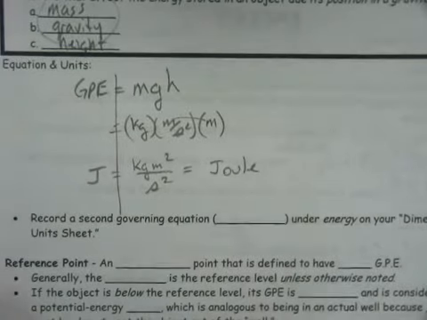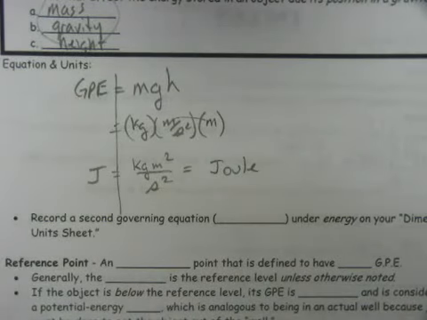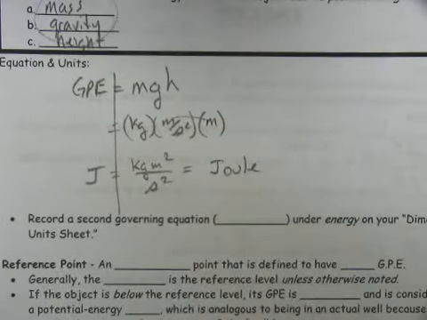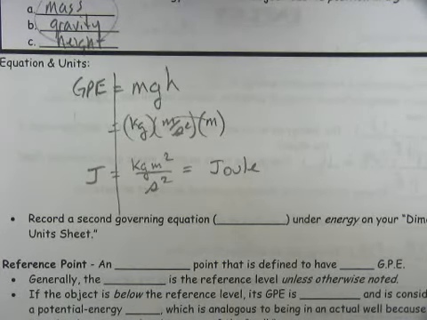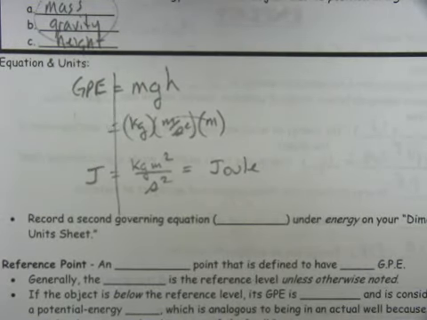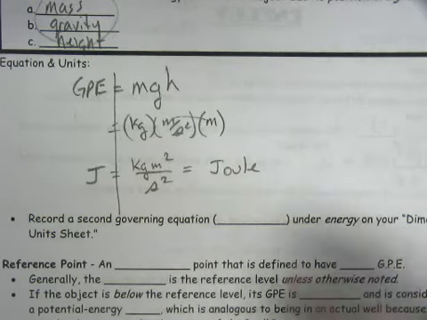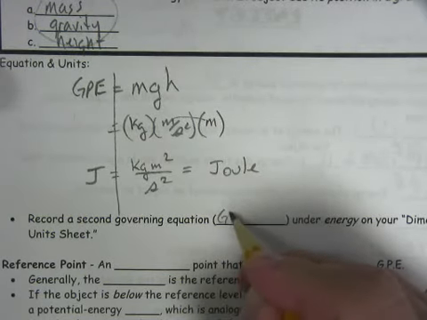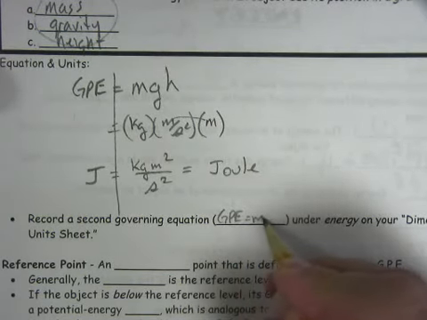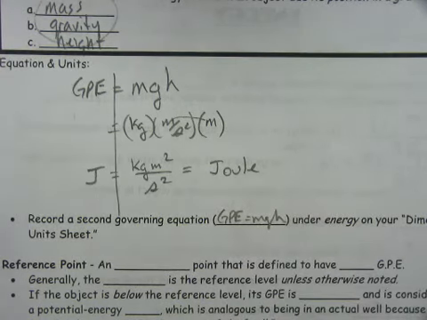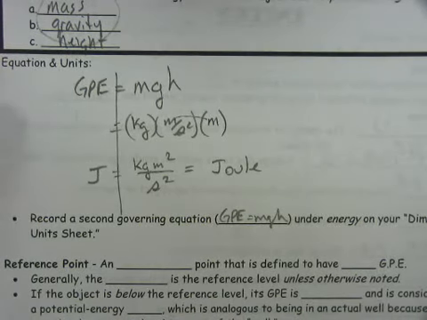So moving along, if we want to record a second governing equation under energy on your units and constants sheet, that would be great. Here's the one that you want to include. So gravitational potential energy equals mgh, and I'll let you do that on your own. You can stop the video and do that.